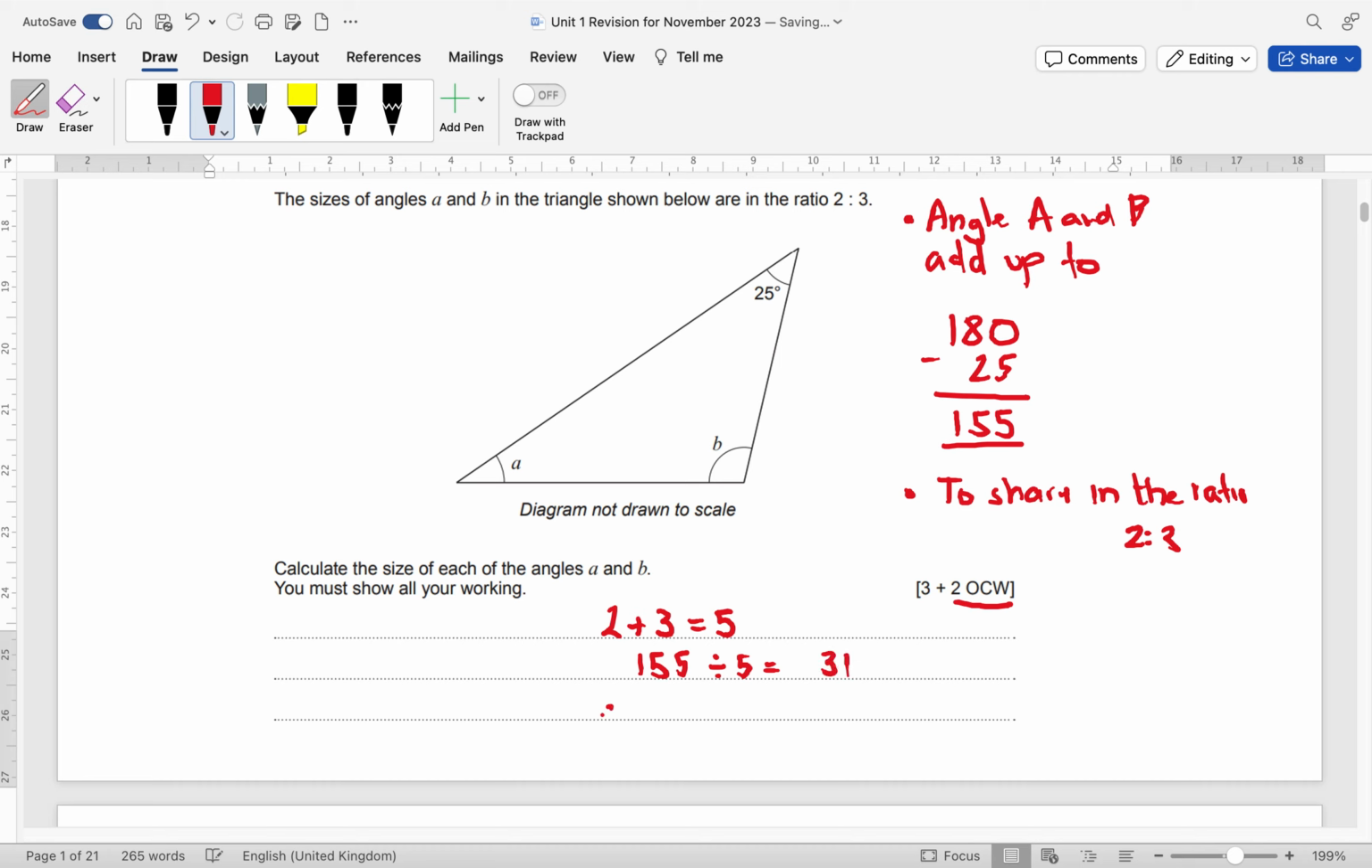So A is equal to 2 times 31, which is 62, right? And B is equal to 3 times 31, which is 93. And I'd get one of my OCW marks there for quite nice, structured, bullet-pointed workings out, okay? The second OCW mark, something I haven't put in, is units. Here, that 155 is 155 degrees. A is not 62, it's 62 degrees, okay? So whatever the units of the question are, make sure you include those in OCW questions.